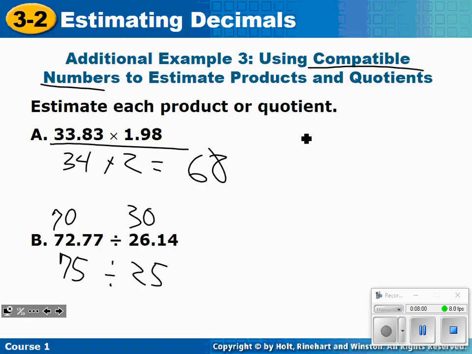However, rounding is only part of estimating. When we estimate, we can use compatible numbers. And when we're dividing and estimating, I would do this. What is 75 divided by 25? 3.